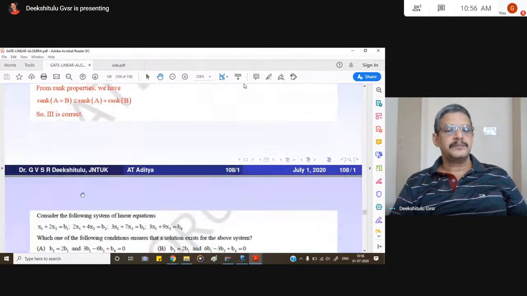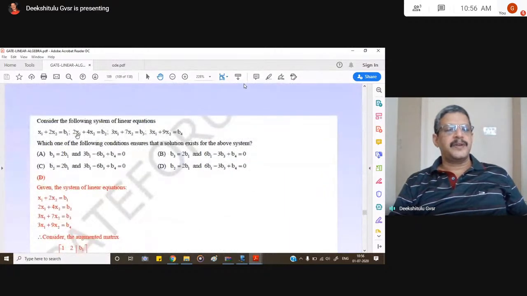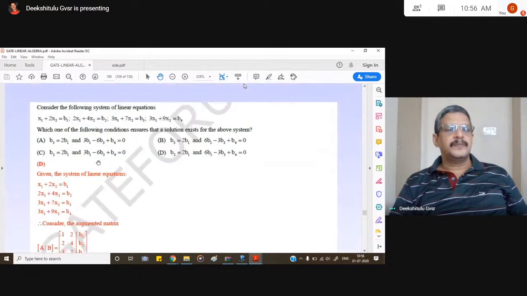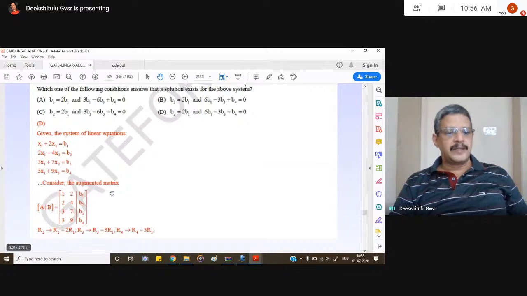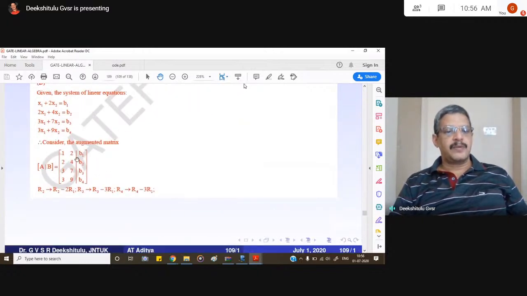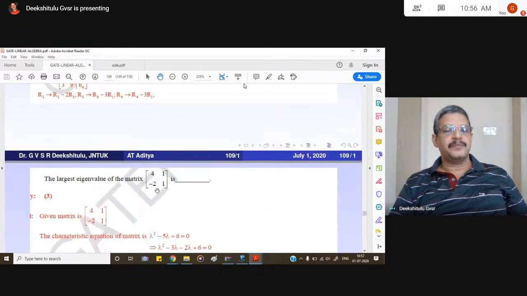Consider the following system of linear equations, so on and so forth, and which one of these statements are true whenever a solution exists for the system. So write the equations x1 plus 2x2 is equal to b1, so on and so forth. The equation is like this. If you apply row transformations, column transformations, you have to neglect some of the rows and then see rank of A is equal to rank of B. Then if you eliminate this, you get relation between B1 and B2.